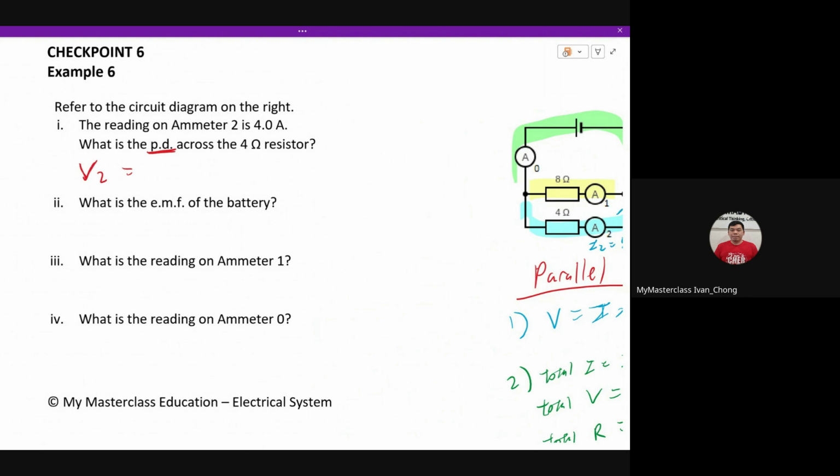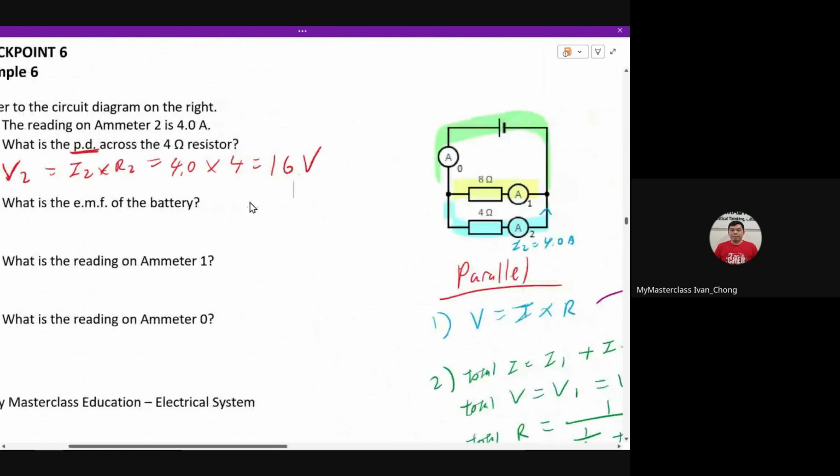V2, straight away we use V equals IR. V2 is I2 and R2. So ask yourself, what's I2? 4.0. What's R2? R2 is 4. So we end up with 16 volts. Okay, so since V2 here is 16 volts, parallel, they're all going to be the same.